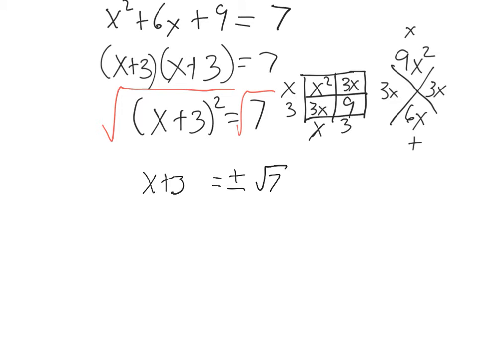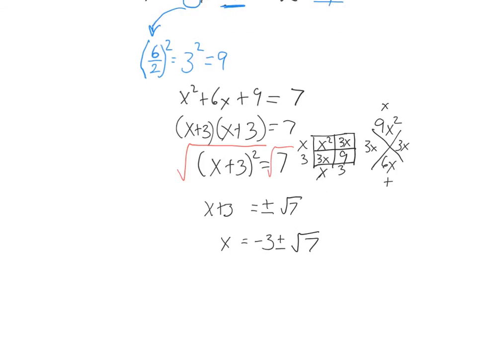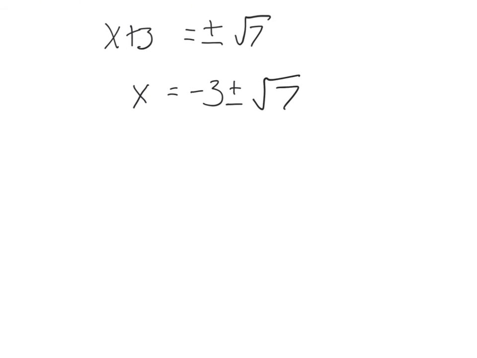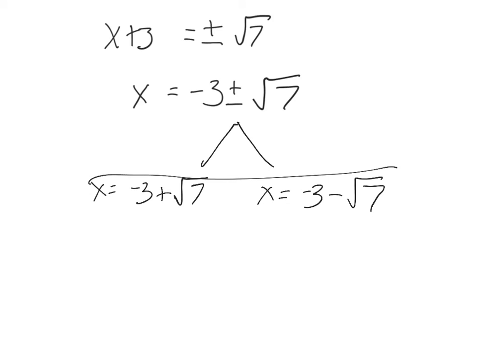And then the last thing is I need to solve for x, and so I get x equals, because I subtracted 3 from both sides, -3 plus or minus the square root of 7. And so then my 2 solutions are x equals -3 plus the square root of 7, and x equals -3 minus the square root of 7. And that is my answer.